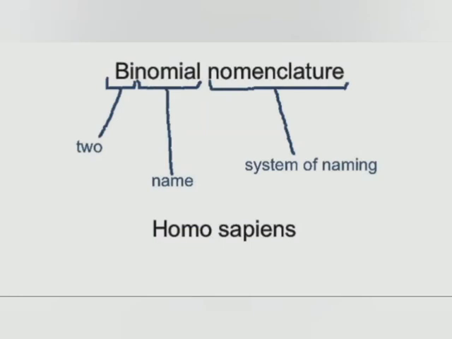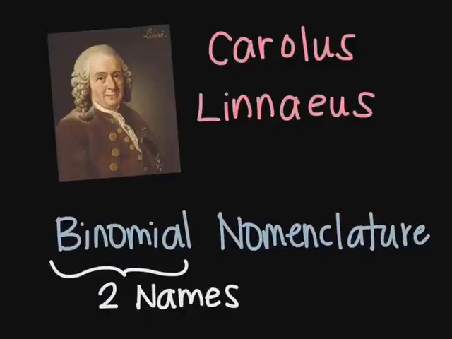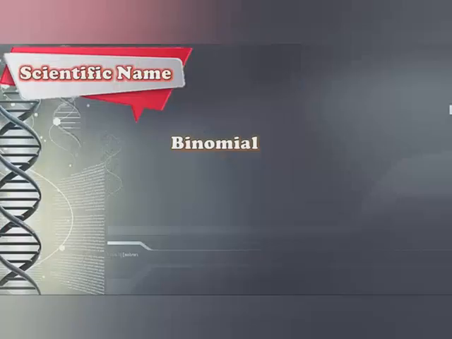From the word bi, which means two, nomia means name. And nomenclature now refers to what? The system of naming. So every organism has its own given name, and that is all referred to as binomial nomenclature. And the father of binomial nomenclature is no other person than Carolus Linnaeus. This man gave names to every living thing that we have in existence, and he gave them to us. Even in human beings we have two names.